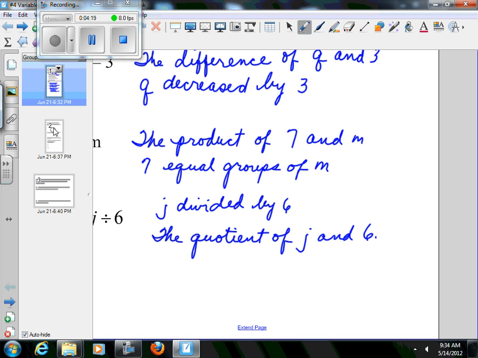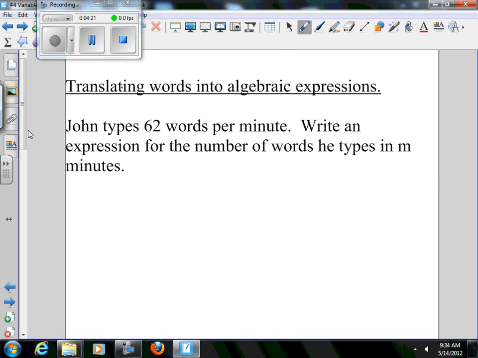So now, let's move on. Translating words into algebraic expressions. John types 62 words per minute. Write an expression for the number of words he types in m minutes. Well, we would say 62 times the number of minutes to get how many words he types. So we're going to say 62 times m, or in other words, 62m.